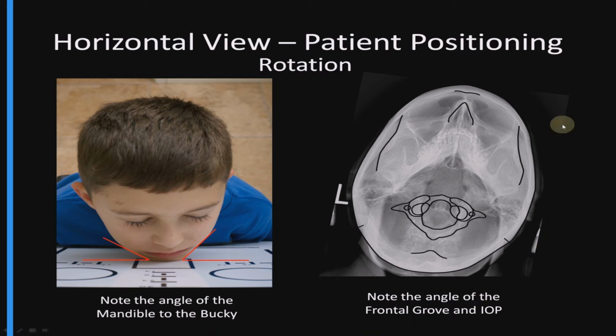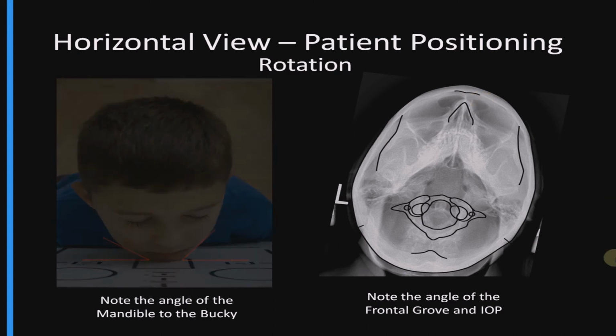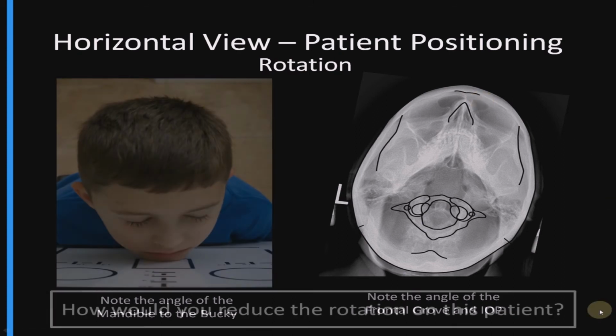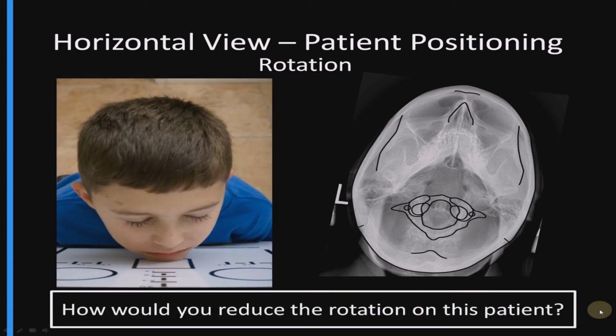If we were looking at the X-ray and there was rotation, we would see that the frontal groove and the IOP would not be vertically centered on the film. So how would we reduce the rotation? Once again, back the patient off the film, rotate the chair until the angles are symmetrical, and then position the patient again with their chin on the center of the film.